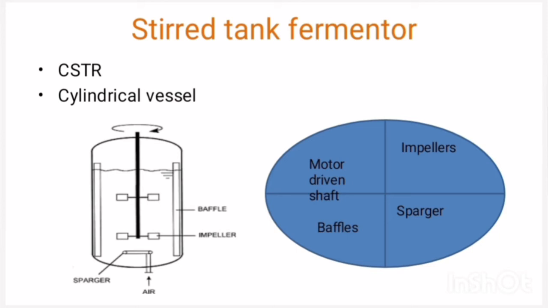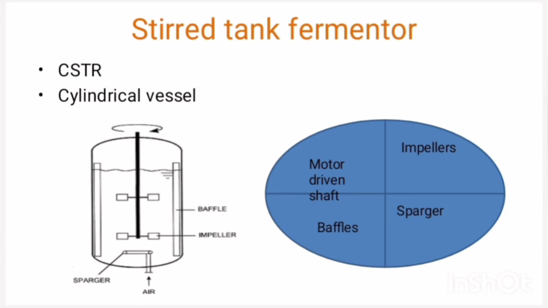It consists of a cylindrical vessel with a motor driven shaft that supports one or more agitators or impellers. The shaft is fitted at the bottom of the bioreactor. Impellers provide proper mixing of the microorganism and media. Baffles are attached to the wall of the fermenter.